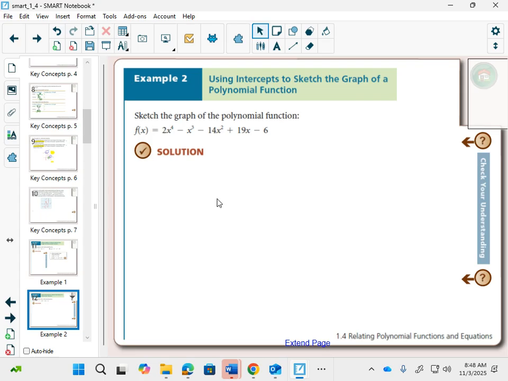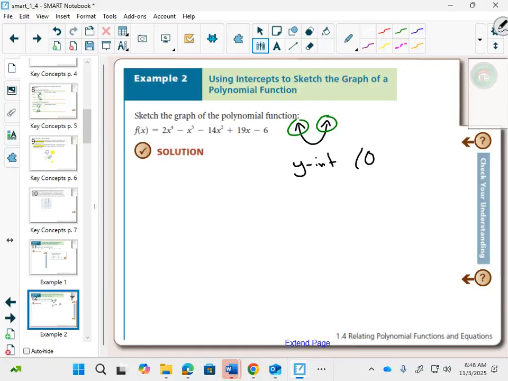It's an x to the 4 graph. So if you started with end behavior, you would see that it's a positive even function. There I have my end behavior. And my y-intercept, very easy to find. I plug in 0, and all of these will be 0, and I've got (0, -6). My x-intercepts are going to be a little bit of a challenge because I have to factor this completely.